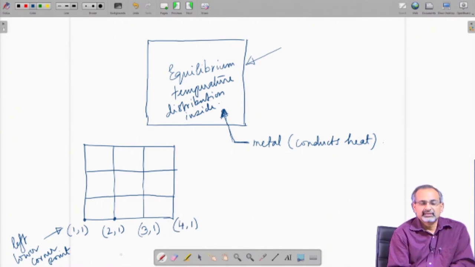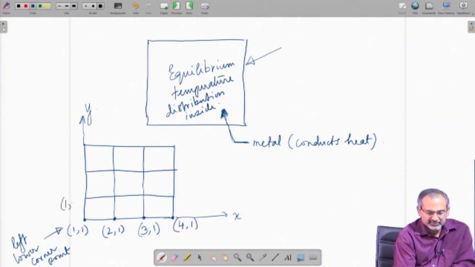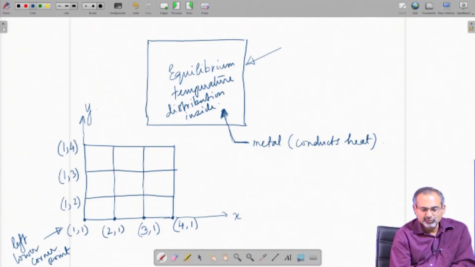So, here you notice that we have formed a mesh of points in such a manner that you have 4 points lying along the x direction covering the domain, and again 4 points along the y direction covering the domain. So, we are naming these points as 1, 2, 1, 3 and 1, 4. As we move along y, the second index changes. As we move along x, the first index changes. And now, we can likewise name all the remaining grid points.